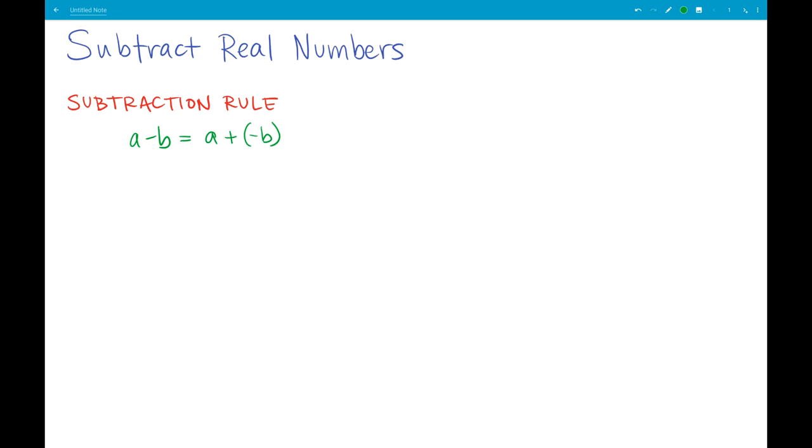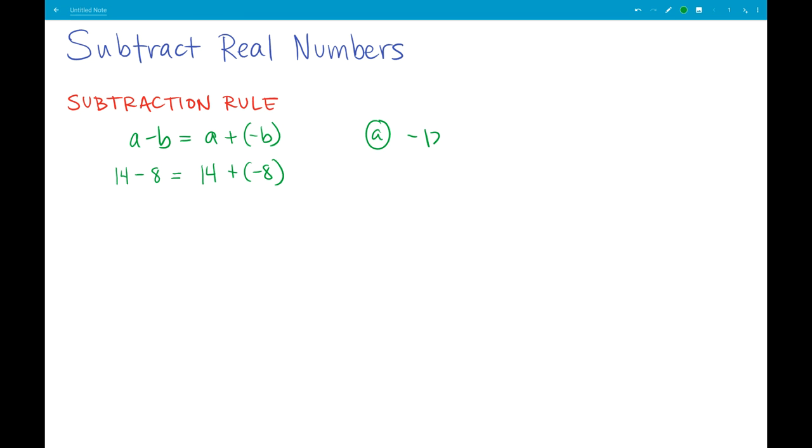So for example, if I want to do 14 minus 8, that is the same thing as 14 plus a negative 8. Okay, so I'm just showing what the subtraction rule says. So this comes in handy when we have an example like this. Let's do example A over here.